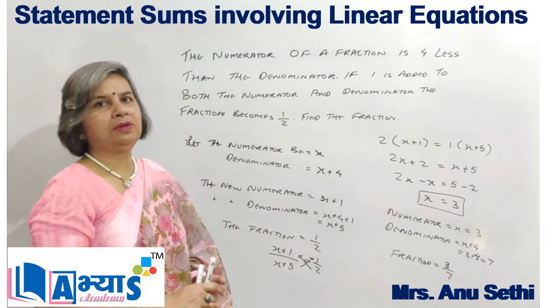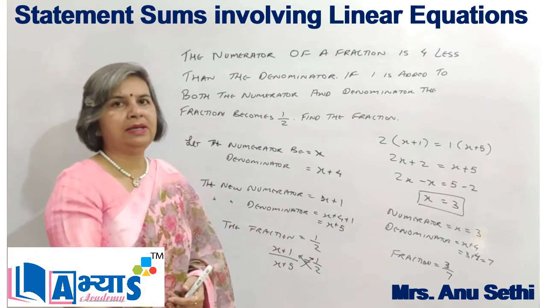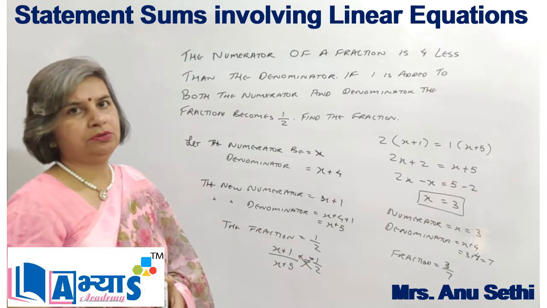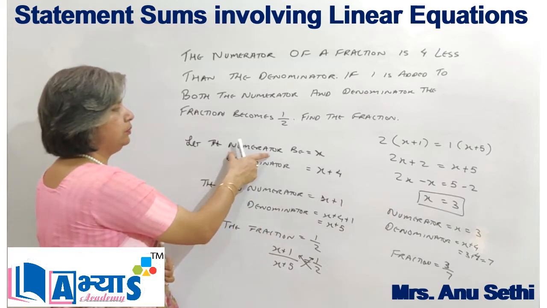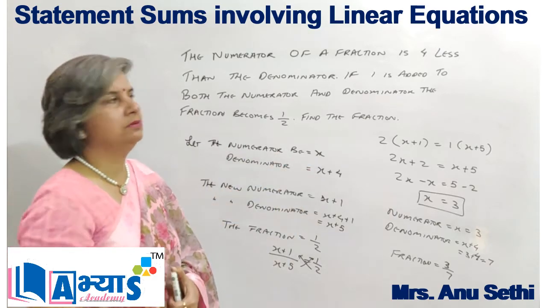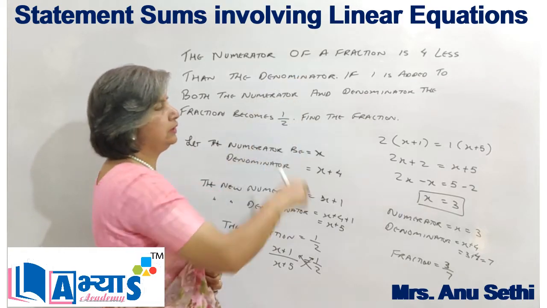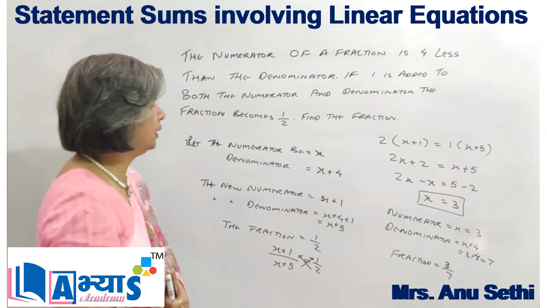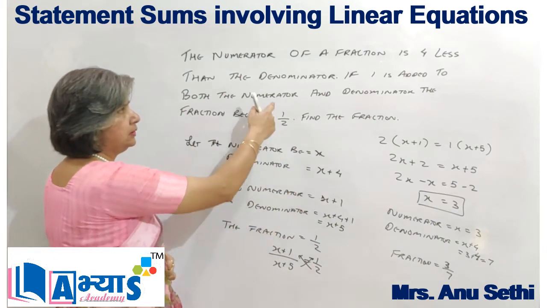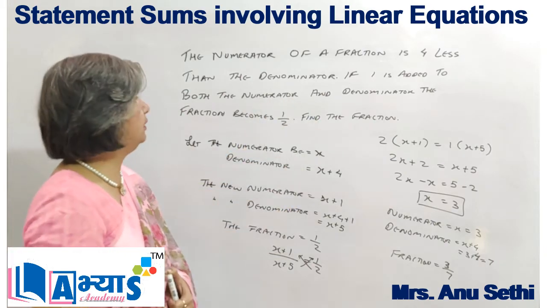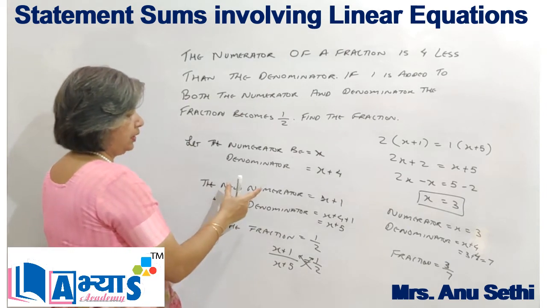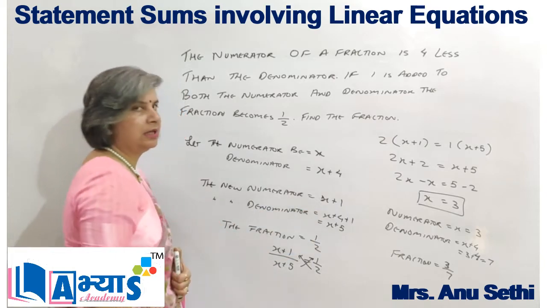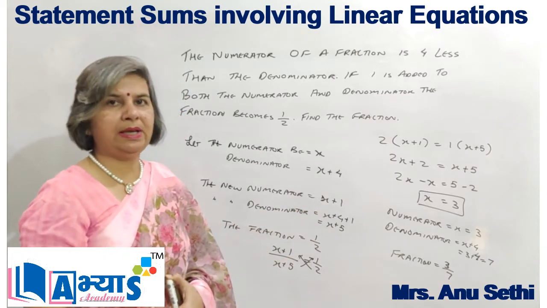To sum up, I would like to say that we should clearly analyze the statement given and try to analyze what should be assumed. As I have assumed the numerator to be x, the denominator will be x plus 4, because in the question it is given that the numerator is 4 less than the denominator. Now in the second part it is given that 1 is added to the numerator and the denominator. So I found the new numerator as x plus 1 and the new denominator as x plus 4 plus 1, or x plus 5.